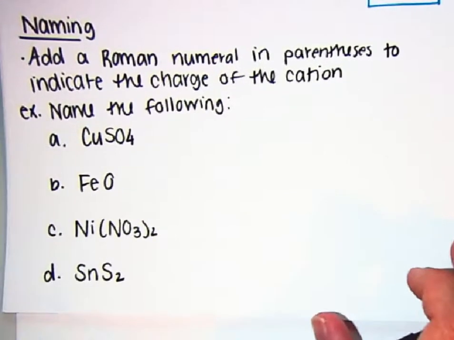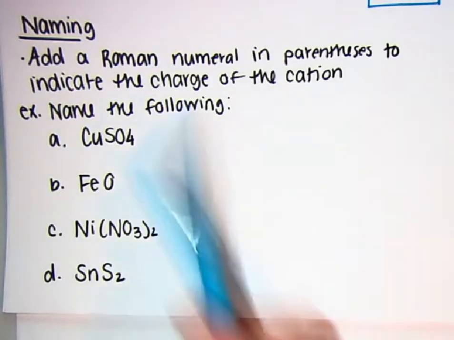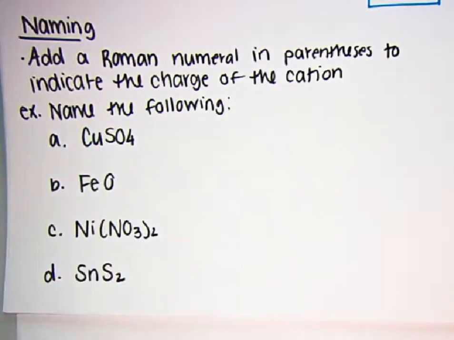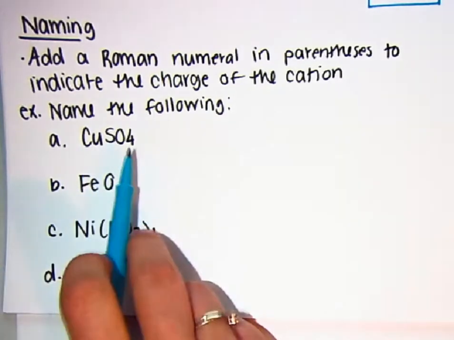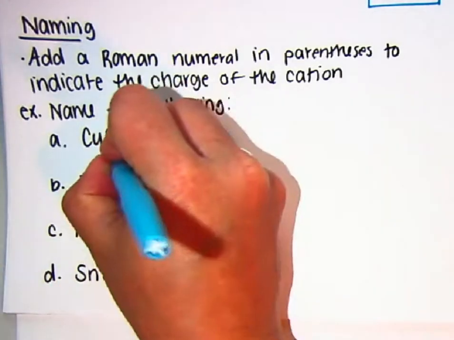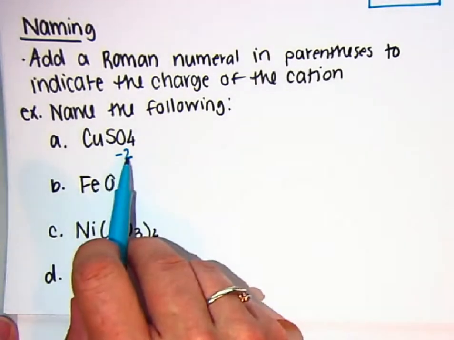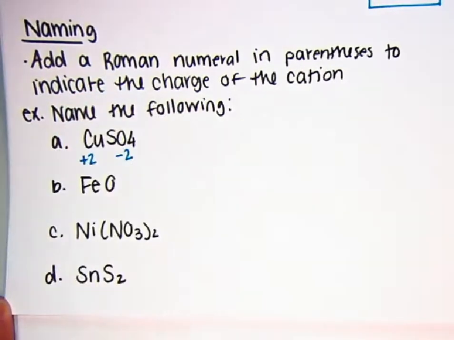So these ones are probably the most difficult because you have to do an extra step. We need to add a Roman numeral to indicate the charge of the cation, so you need to figure out the charge of the cation. If you don't know it, start with the anion. Well, sulfate has a charge of -2. Ionic compounds are neutral, so the net charge has to equal 0. If sulfate is -2, that means copper would have to be +2.